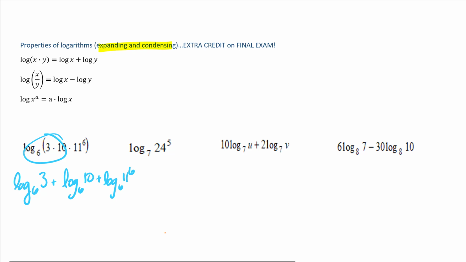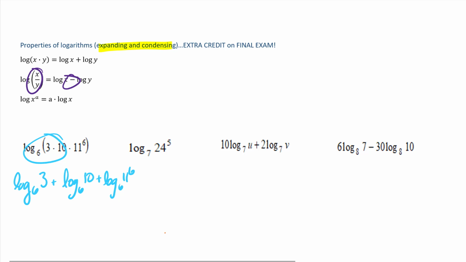The next thing we can do is look at division. If we are taking the quotient, or dividing two numbers in a logarithm, then that's going to be very simply log of x minus log of y. It's like I'm subtracting those two. Okay?